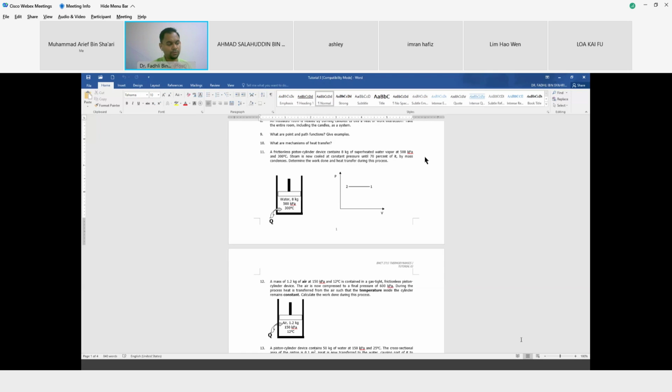So last week we have learned the energy balance equation for closed system. Then we learned about boundary work or work done. Then we also look at the heat transfer. So now let's solve this question, question 11.